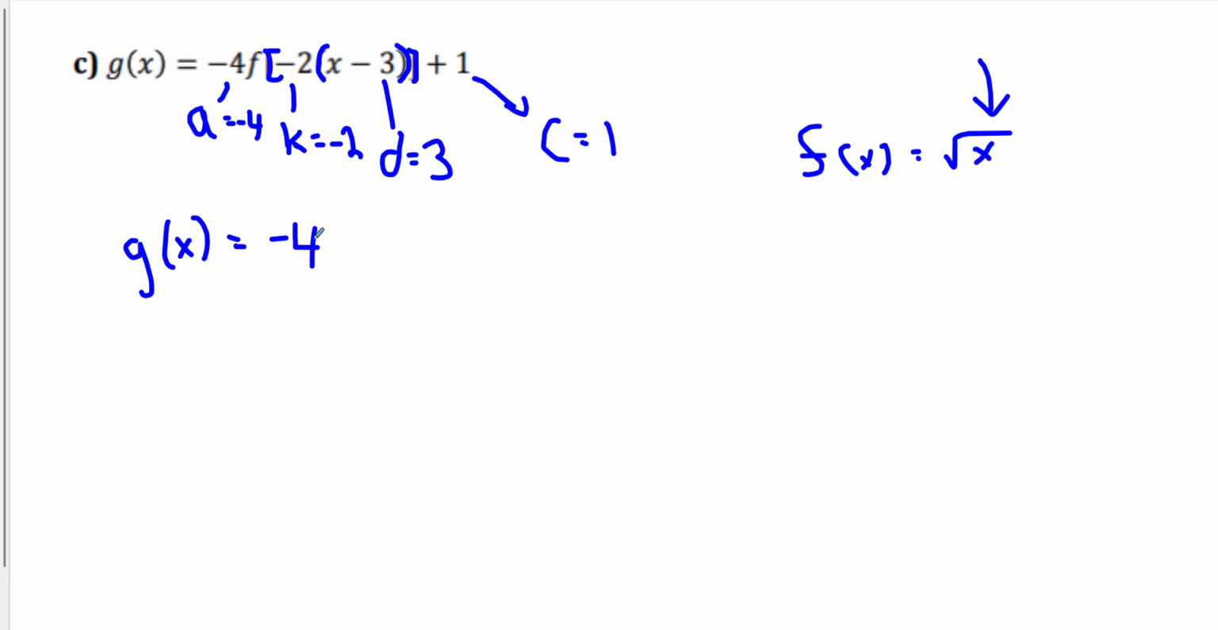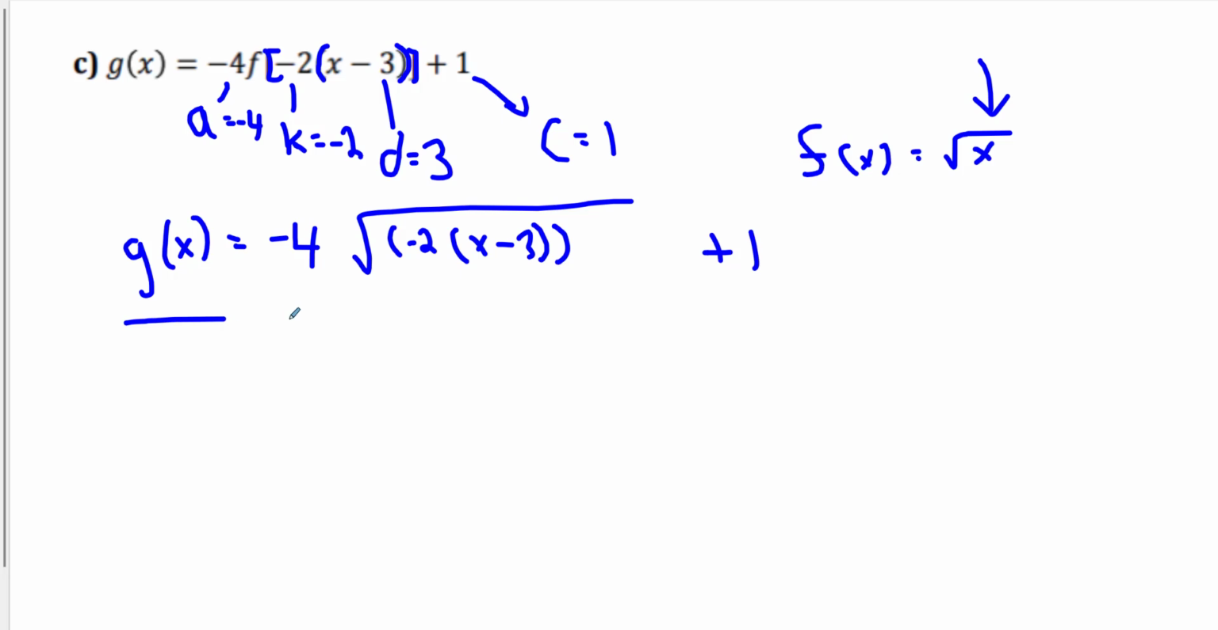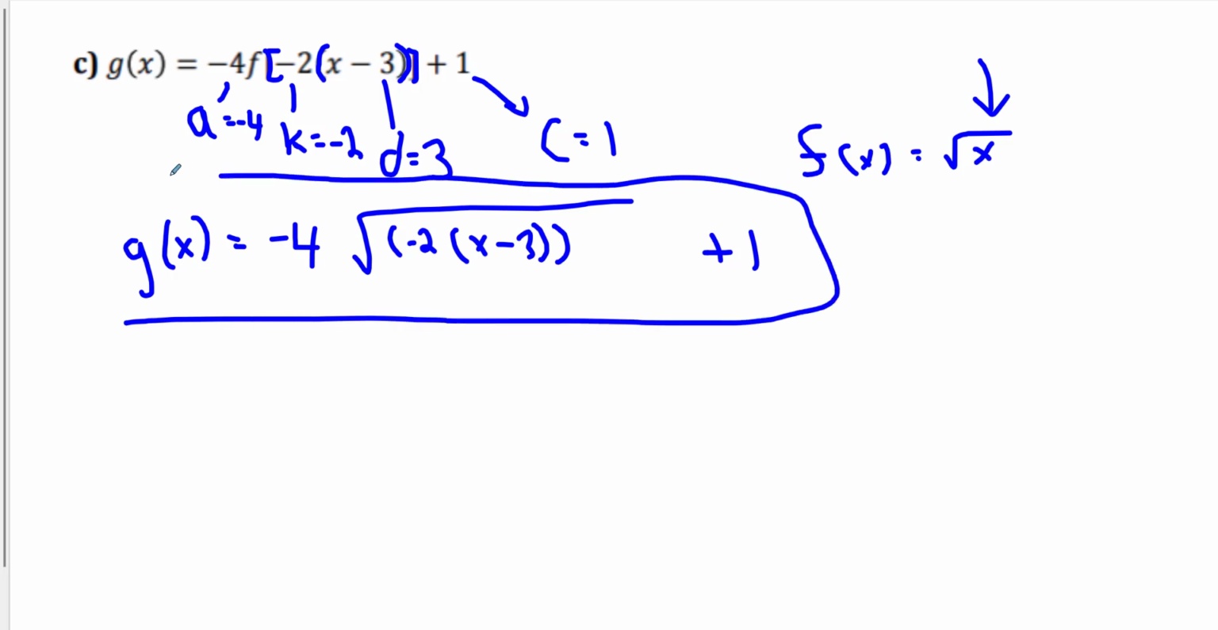So -4 square root, bracket -2 bracket x minus 3 close bracket plus 1. So this is how you write it as an equation. Because in function notation, we really can't graph this because we don't know what the parent function is.